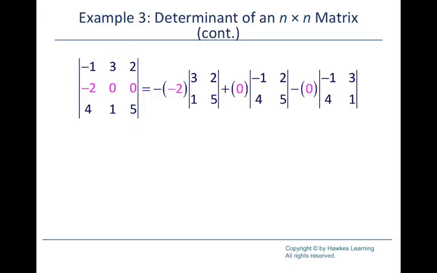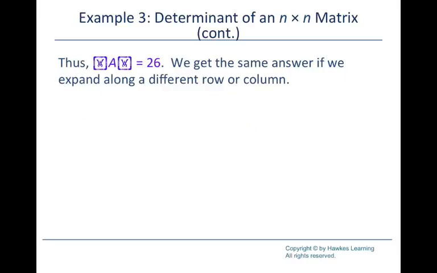So then you evaluate your minors. 15 minus 2 is 13. 0 times anything is 0, which is one reason to use the row with the zeros. And so the value of this determinant of this large 3 by 3 matrix is 26. So the determinant of A, and what you're not seeing there are the two vertical bars, the determinant of A equals 26. You can get the same answer if you use a different row or a column.